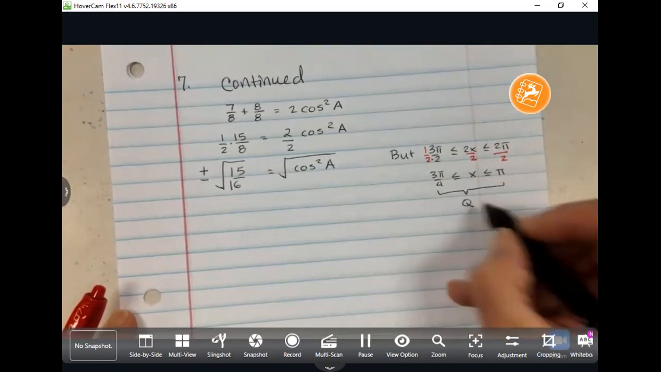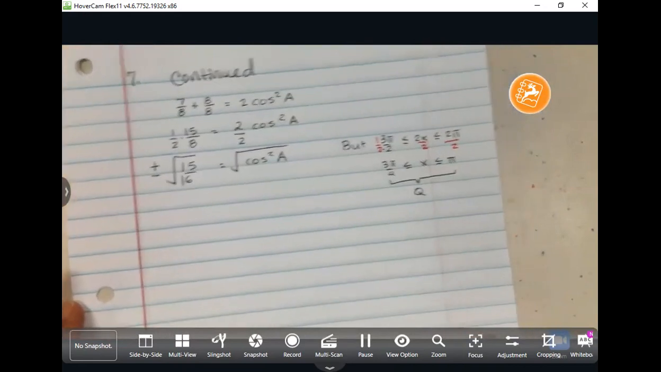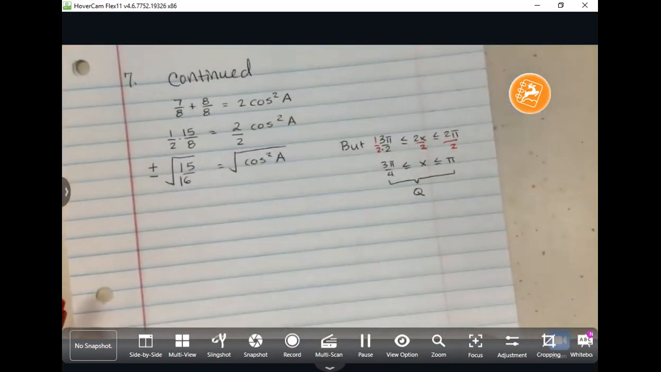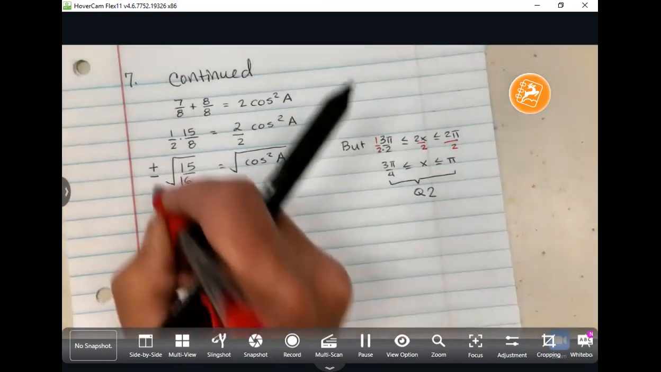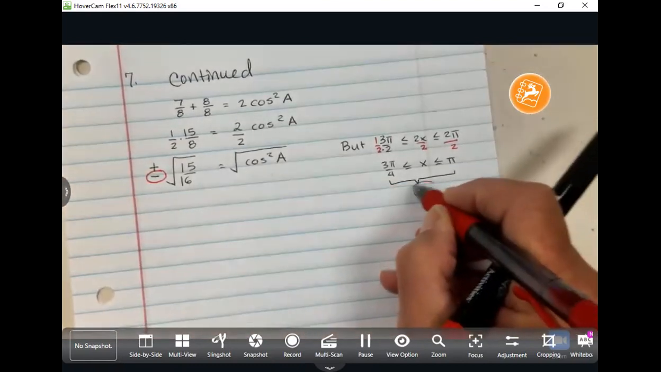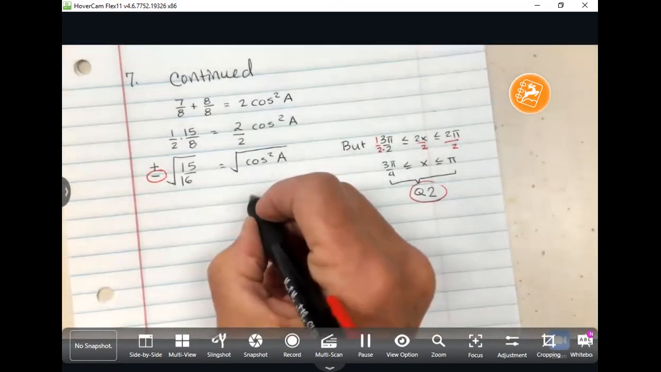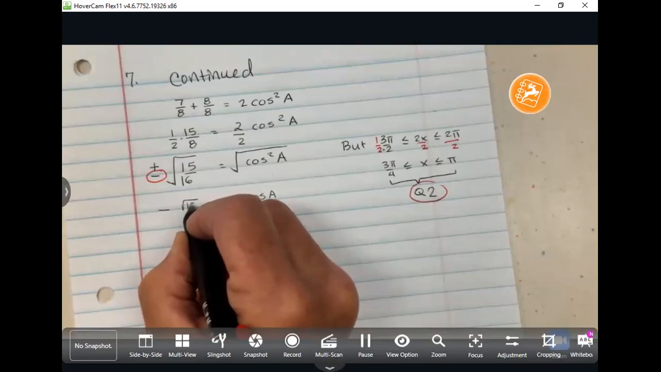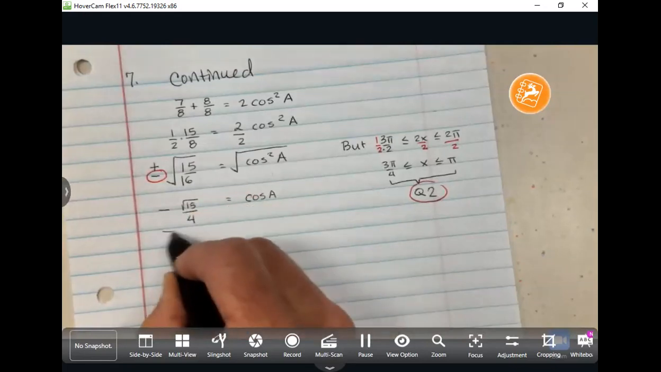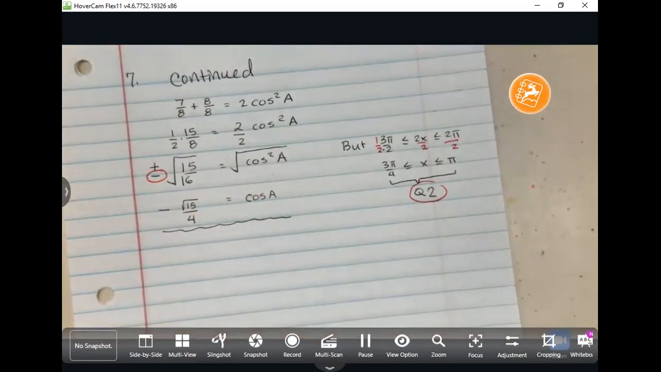Can anybody tell me what quadrant that is? Where are all angles between 3 pi over 4 and pi? Agree? In quadrant 2, is the cosine going to be a positive number or a negative number? It's going to be a negative number because we're in quadrant 2. So I have that the cosine of A is negative square root of 15 over the square root of 16, but the square root of 16 is 4.